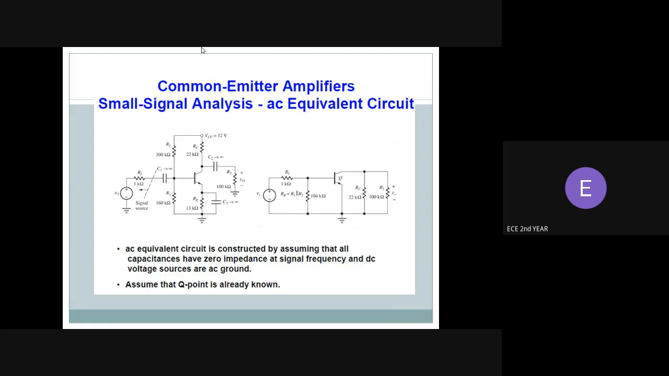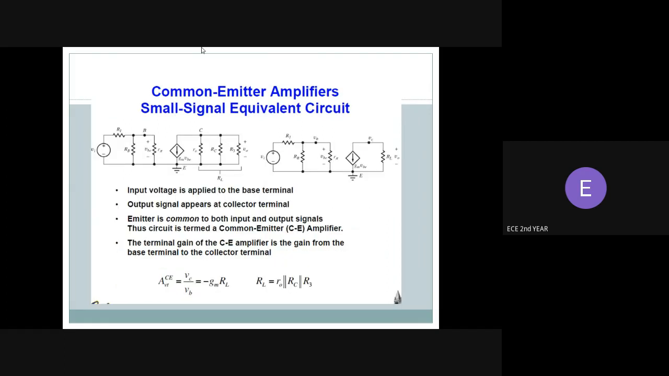So here you can see the AC equivalent circuit on the right side of the slide, and on the left side you can see the DC equivalent circuit. The AC equivalent circuit is constructed by assuming that all capacitances have zero impedance at the signal frequency, and the DC voltage sources act as AC ground, assuming the Q point is already known. So you can see these things in this slide. And in the next slide, we're going to see the common emitter amplifier small signal equivalent circuit.